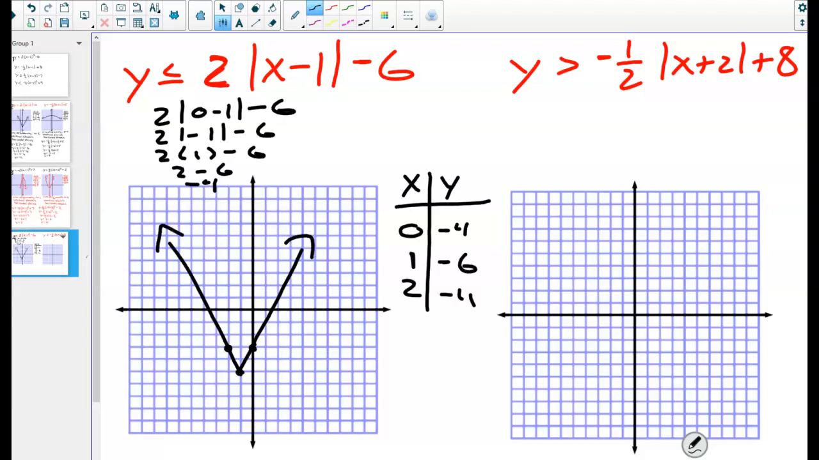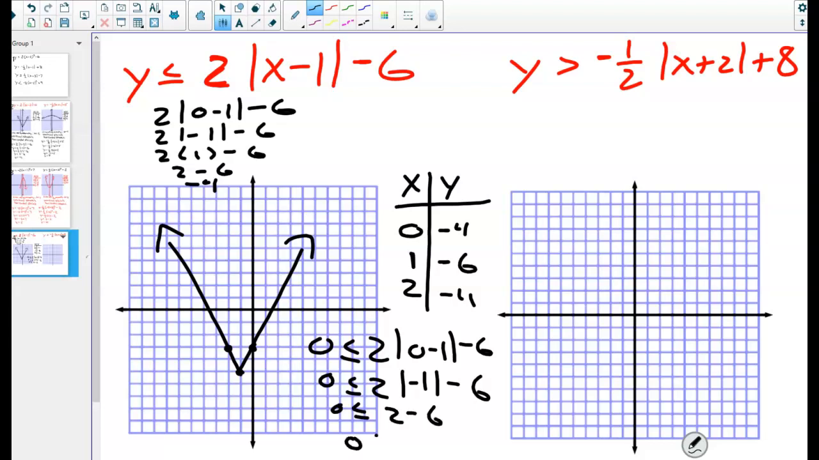Now I plug that (0, 0) in. 0 is less than or equal to 2 times the absolute value of 0 minus 1, minus 6. 0 is less than or equal to 2 times the absolute value of -1, minus 6. The absolute value there is 1. So 2 times 1 is 2, minus 6. Is 0 less than or equal to -4? Is that true or false? Is 0 less than -4? That's false. If I have a false statement, I shade away from the (0, 0).